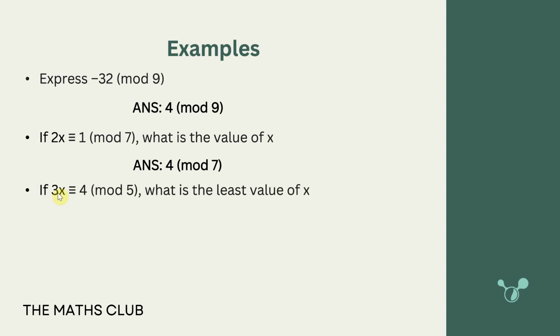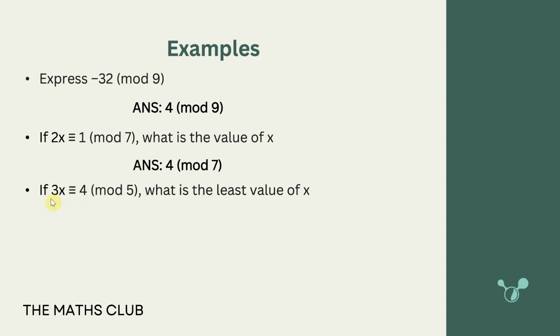It says, if 3x is equal to 4 mod 5, what is the least value of x? You want to pause the video and try this out yourself. Welcome back. If I want to explain it in simple terms, I'll be saying, what is the least multiple of 3 that if I divide by 5, it will give me a remainder of 4? That is the way to actually look at it.